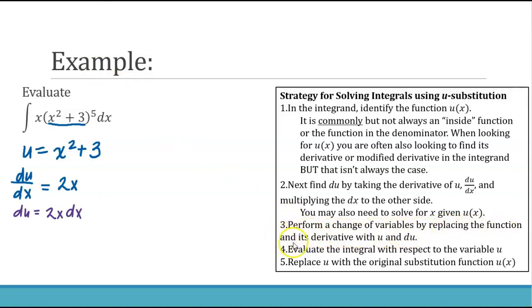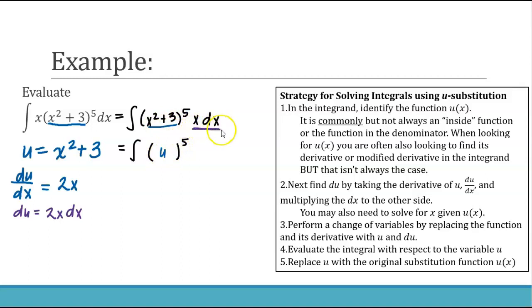All right, and before I actually do my substitution, because the next step is perform a change of variables by replacing the function and its derivative with u and du, I'm going to do a little bit of rewriting of the integrand. Since multiplication is commutative, I'm going to switch the places of x squared plus 3 to the 5th and x, so that I can see what's about to happen here. This x squared plus 3, this inside piece right here, I said let's call that u. And now I need to get rid of this x dx right here. So this left-hand side became u to the 5th.